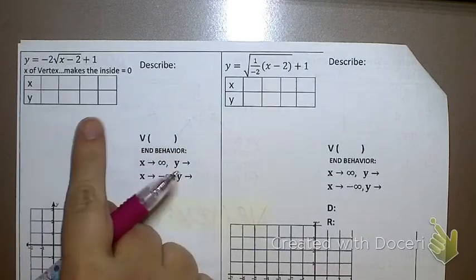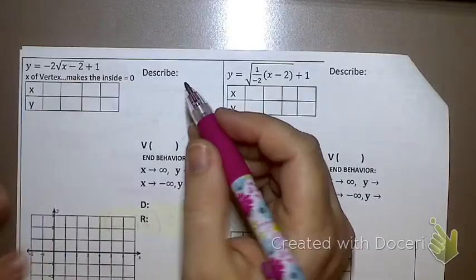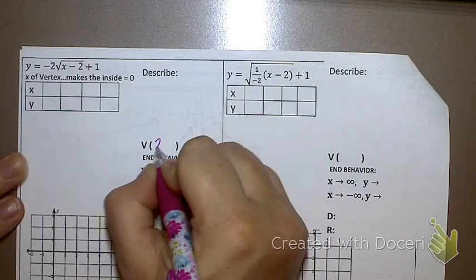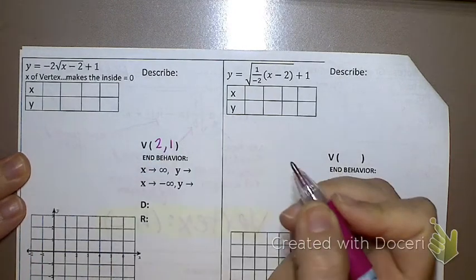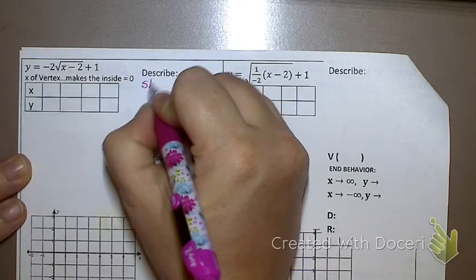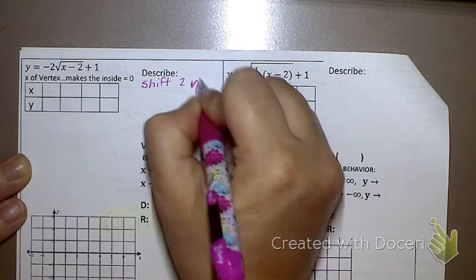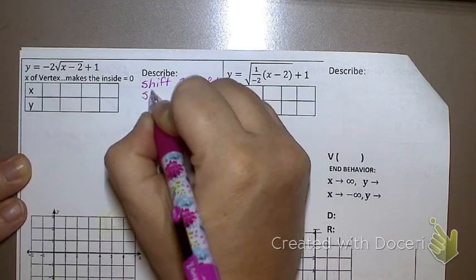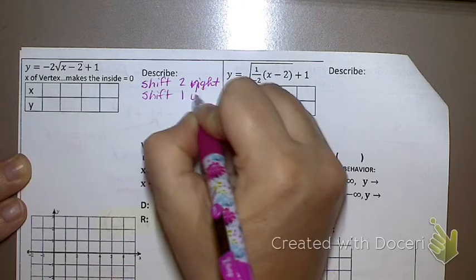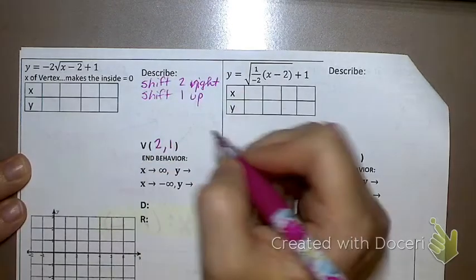So, let's look at this guy right here. What is my vertex here? Still 2, 1, right? Which is the same as the one I just did. So we still have a shift 2 up. I'm sorry, 2 right. We still have a shift 1 up. What else do we have going on now? -2 on the outside. What does that mean?